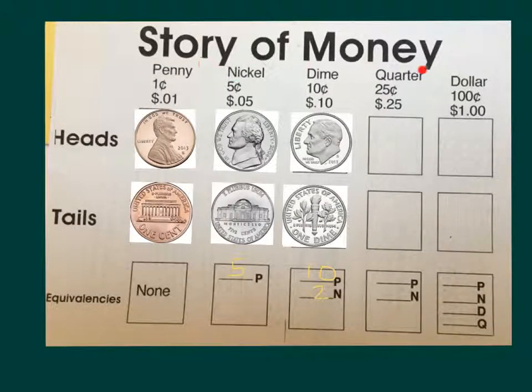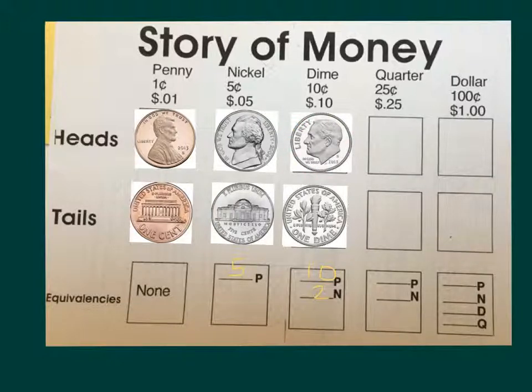Let's review the story of money. We've learned about the penny and how the penny is worth 1 cent, or 0.01 of a dollar. We've also learned about the nickel. We know the nickel is worth 5 cents, or 0.05 of a dollar. I can trade a nickel in for 5 pennies, since 5 pennies would add up to 5 cents. A dime is worth 10 cents, or 0.10 of a dollar.